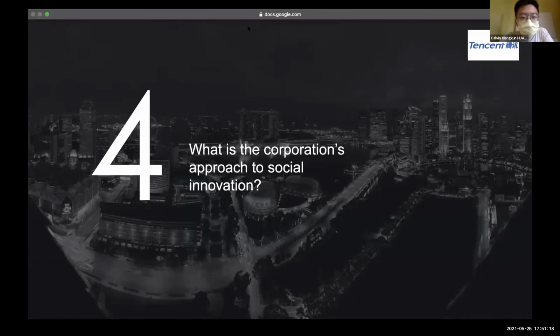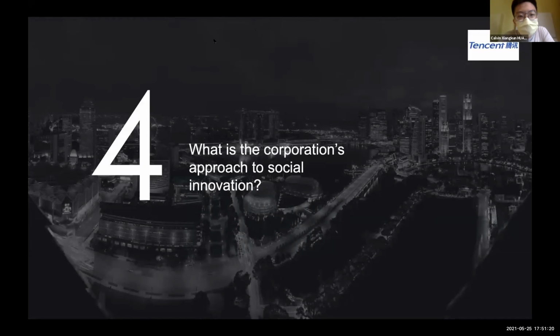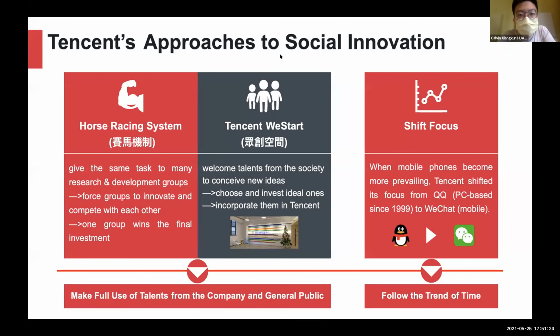Now I would like to answer the fourth question. What is the corporation's approach to social innovation? Tencent has two major approaches to make social innovations. First, it makes full use of talents from Tencent and general public. In the Tencent headquarters, the same task is given to many research and development groups. These groups use their ingenuity and creativity to compete with each other. Finally, the group with the best innovation will win the investment.